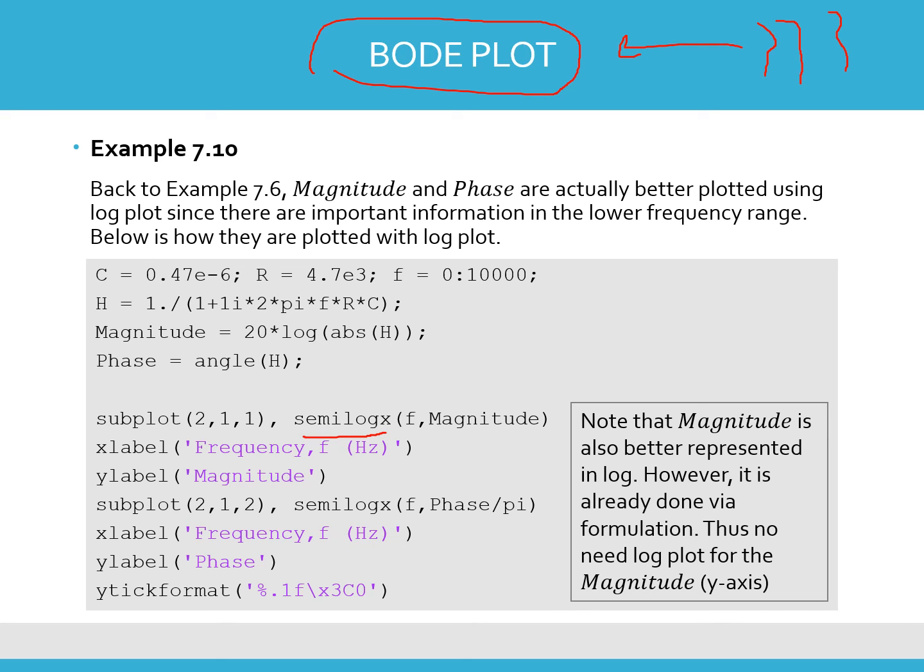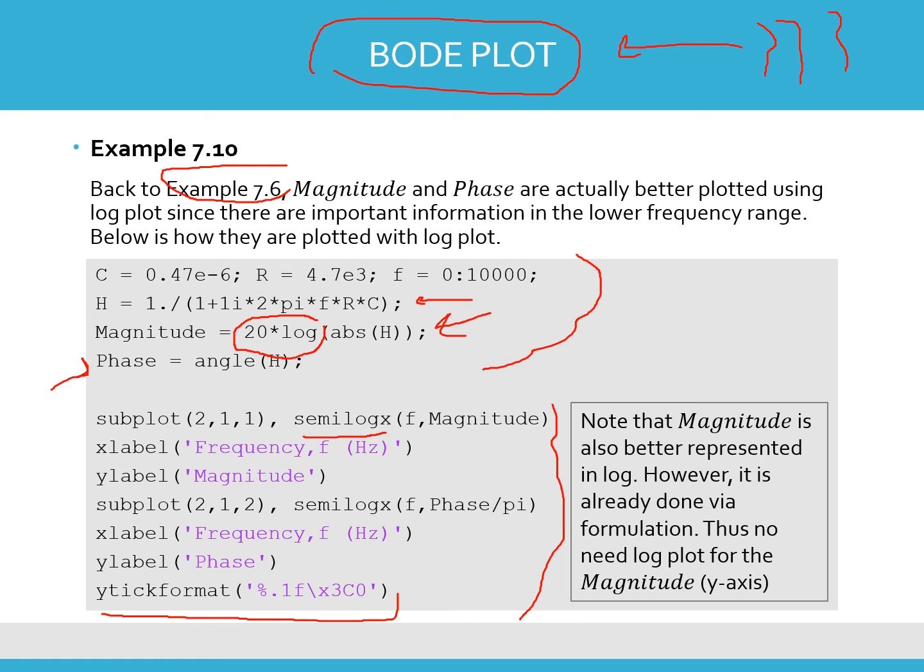So this one, of course, uses the same example. This is just a standard. For magnitude, we usually multiply by 20 log of the absolute value. This one is taken from example 7.6, the frequency response of the RC circuit. The phase, just leave it there. So you have to plot it in this form. And of course you have the y-ticks format included here, which I already mentioned. Try to run this and you can see the result.